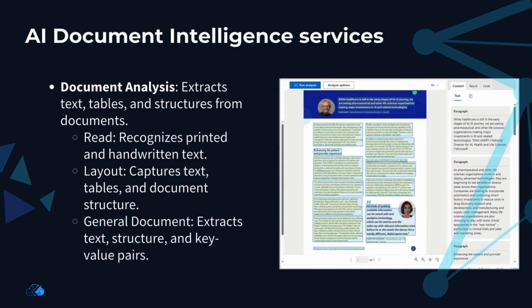The first one is document analysis. This feature extracts text, tables, and structured forms from various documents, providing organized, actionable content. It includes models like Read, which extracts both printed and handwritten text. Layout captures text, tables, and overall structures of documents. And then lastly, general documents, which retrieves text, structures, and key-value pairs.